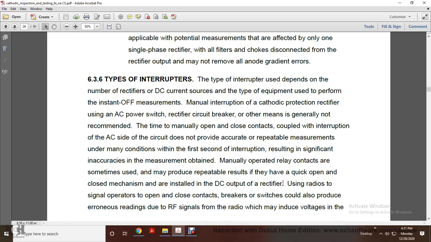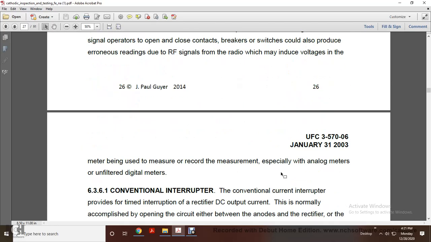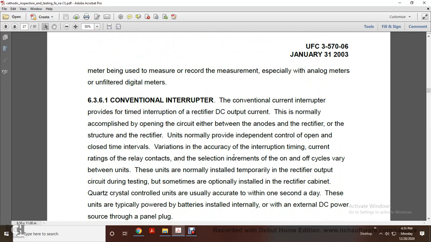With the timely manual opening and closing of contacts, coupled with the interruption of the AC side of the circuit, it does not provide adequate repeatable measurements under many conditions for a second interruption, resulting in significant inaccuracy with the measurement obtained with the manually operated relay. Contacts are sometimes used and may produce repeatable results if quick open and close mechanisms are installed with the DC output rectifier, using radios to signal operators to open and close contact breakers or switches. This could produce reading errors due to RF, radio frequency signals from the radio, that may induce voltages into the meter being used to record the measurement, especially analog meters and unfiltered digital meters.